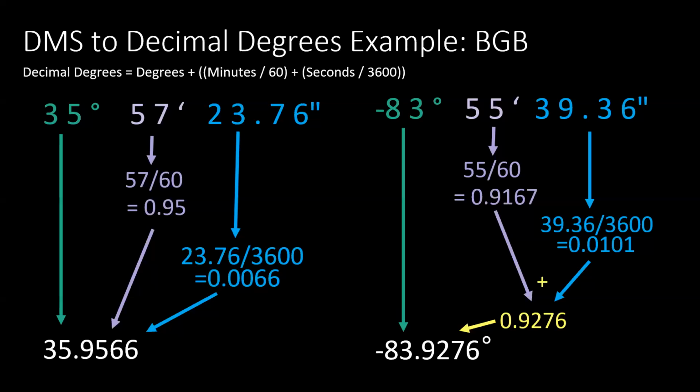The -83 degrees is already accounted for, so I'll start with the minutes. 55 divided by 60 is 0.9167. However, unlike the first example, we have extra decimal values here, but they're okay because we can just add them together in the end. So then I divided 39.36 by 3,600 and got 0.0101. So if you add those two values together, you get a total value of -83.9268 degrees. Your values may vary slightly depending on what you round to, so keep that in mind.